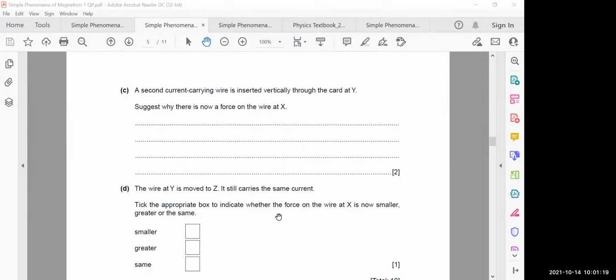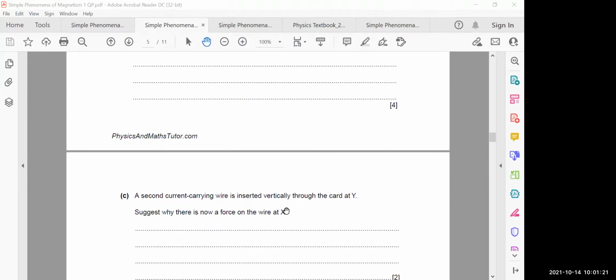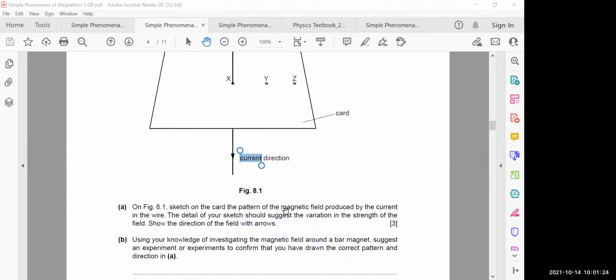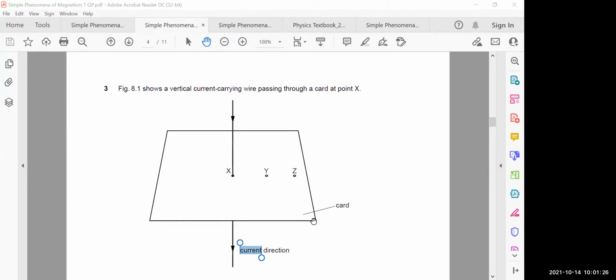The force on wire X. Look at the diagram. They have removed the conductor from Y and inserted it at position Z. Same direction of current, downward. Same amount of current. They have just changed the position. So what happens to the strength of the magnetic force at point X, children? Yeah, I received one answer, and then I said it will be smaller.